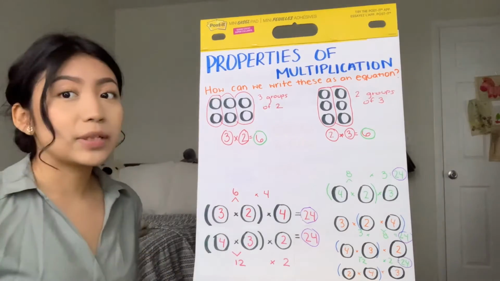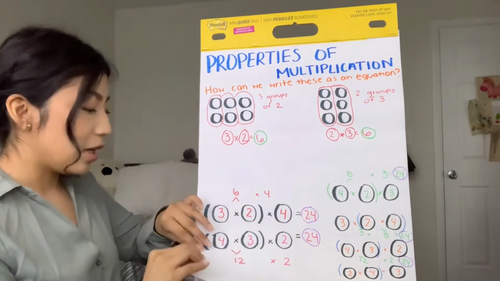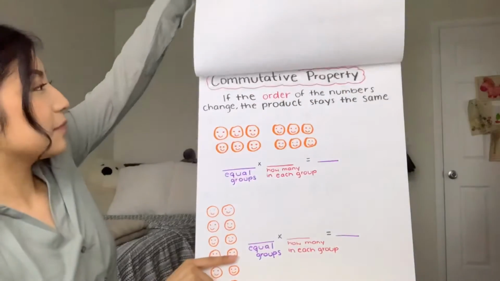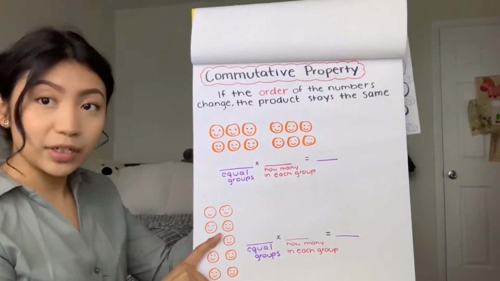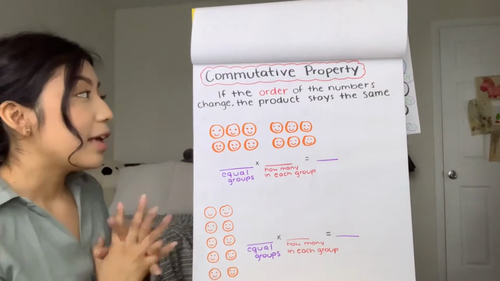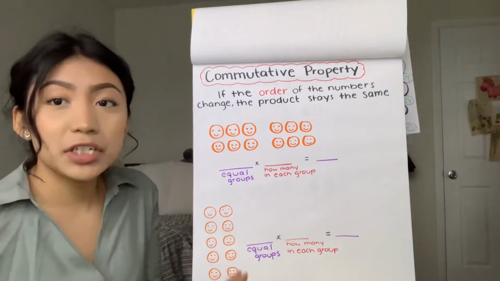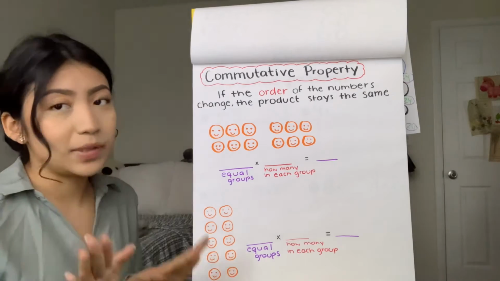So now we're gonna go into what exactly these properties are. So let's go into the first one. So our first property is gonna be our commutative property. So it's the order of the numbers. Even if they change, the answer is still always going to be the same.